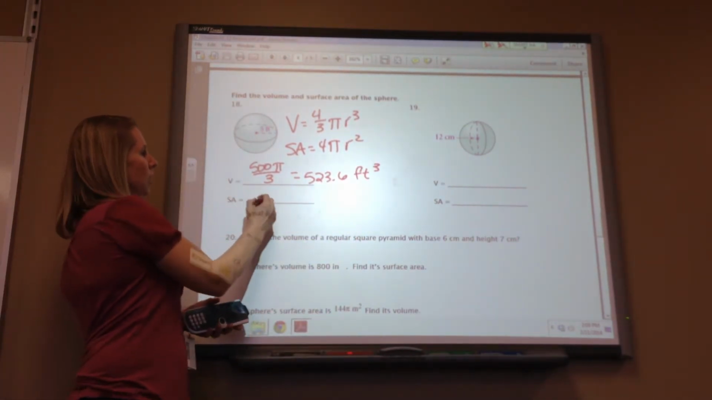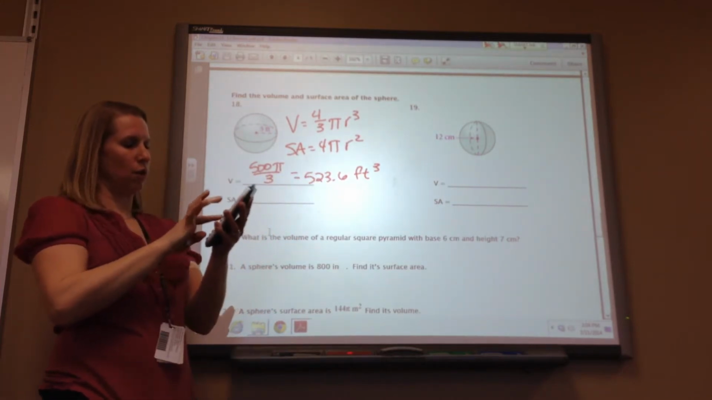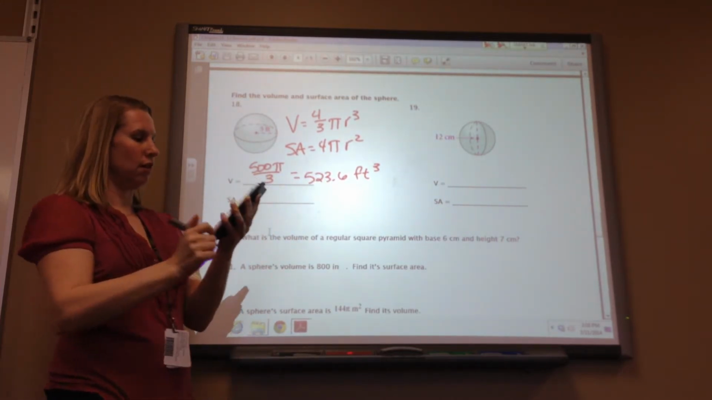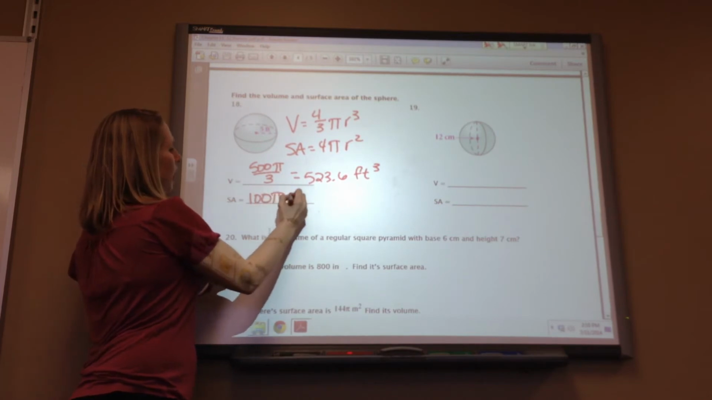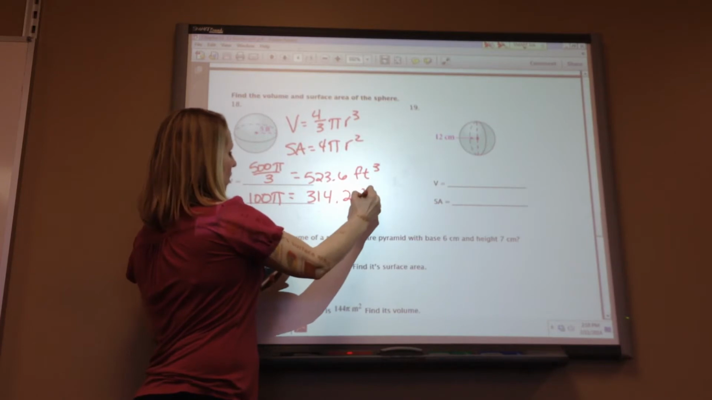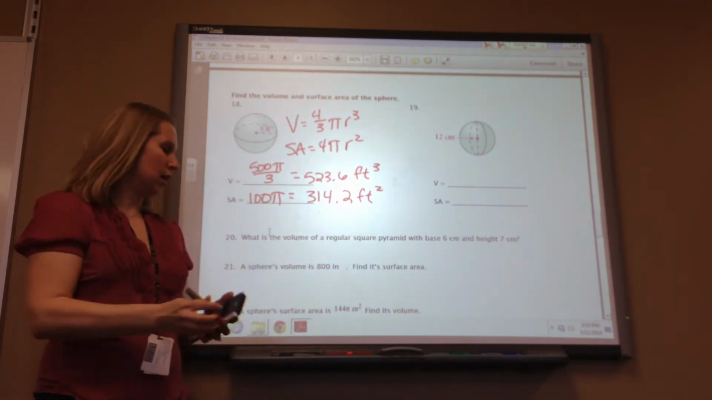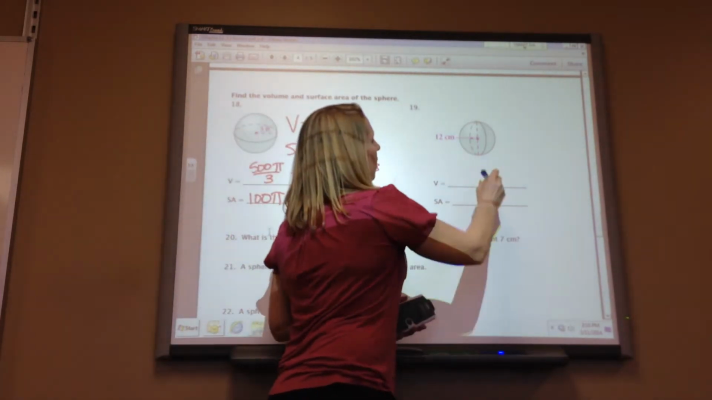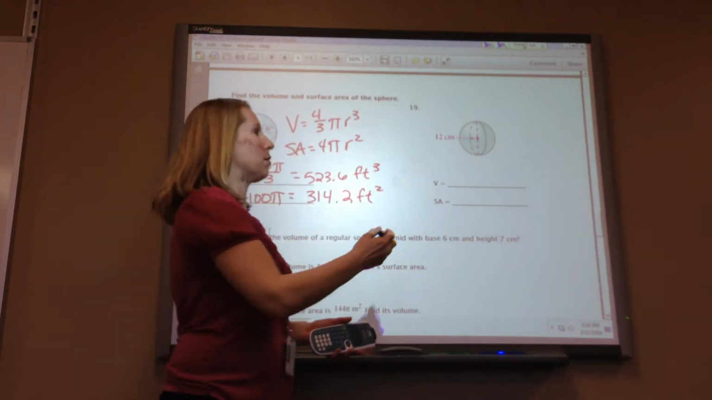Surface area is 4 pi r squared, so 4 pi 5 squared. I got 100 pi, or 314.2 feet squared. Okay. This whole diameter is 12, so the radius is going to be 6.